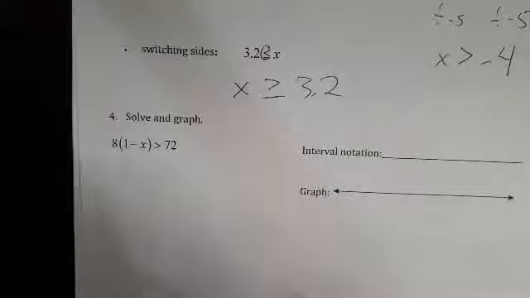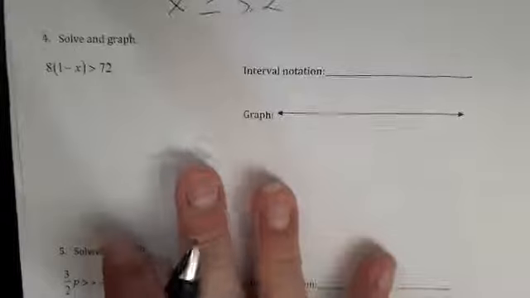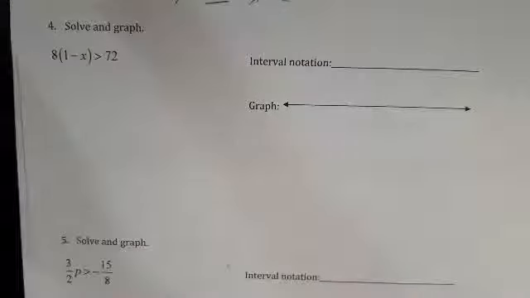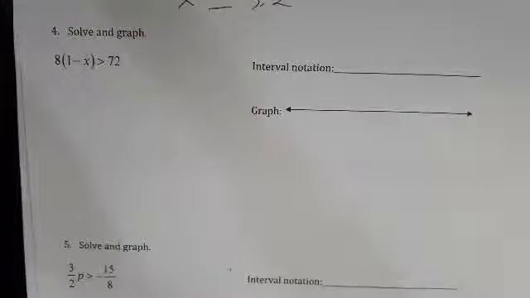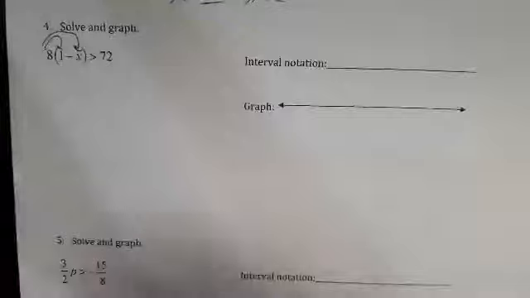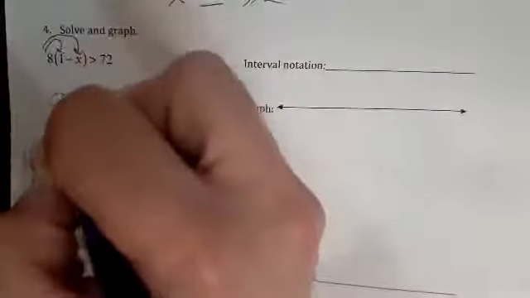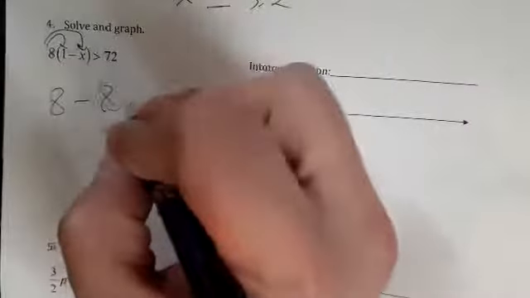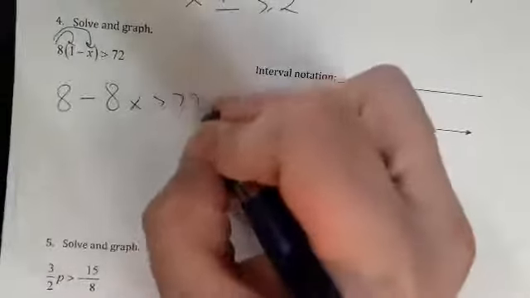So we're going to solve these things just like there's an equal sign. If this was an equal, we had this in the last section when we were solving equalities. If this has parentheses, I'm hoping you're itching at it. You're like, oh, it's got parentheses, it's got a number outside. Most of the time, you want to distribute. And so we do 8 times 1 is going to give me 8. 8 times a minus x is going to give me minus 8x. And this is going to be greater than 72.